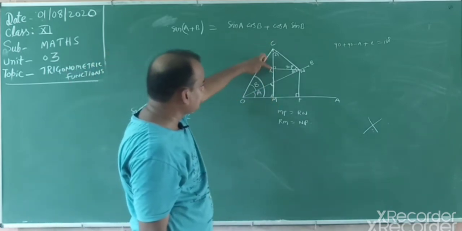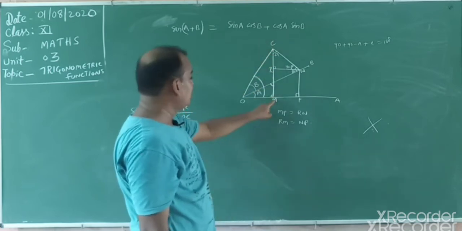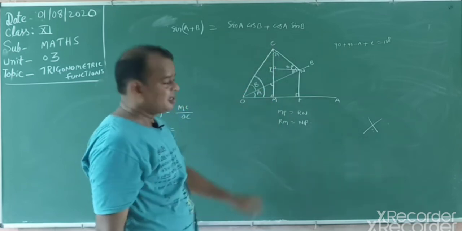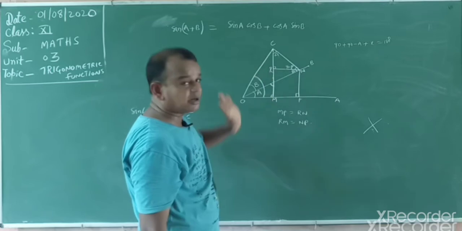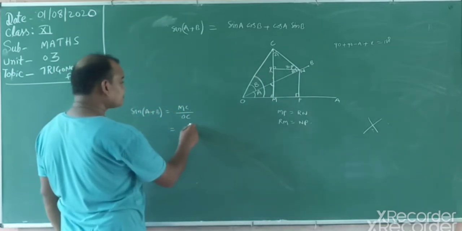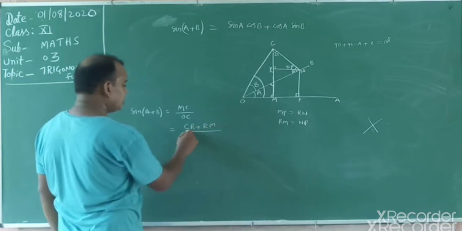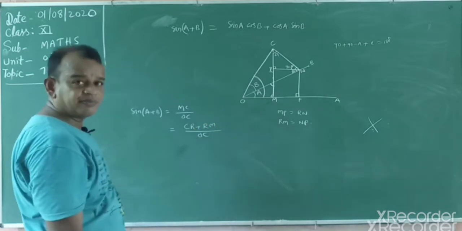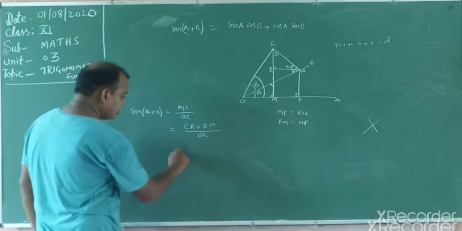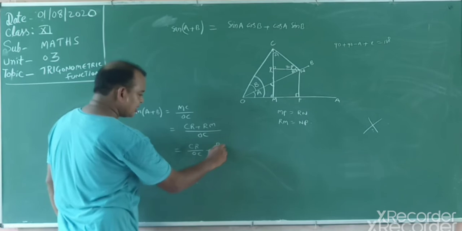Here R is there. You write RC or CR, whatever, CR plus RM. MC is equal to MR plus RC, or CR plus RM. This total distance is equal to this part plus this part. You will write it. MC is equal to CR plus RM, by OC. Okay, my dear students. Now that is equal to, by separation, CR by OC plus RM by OC.